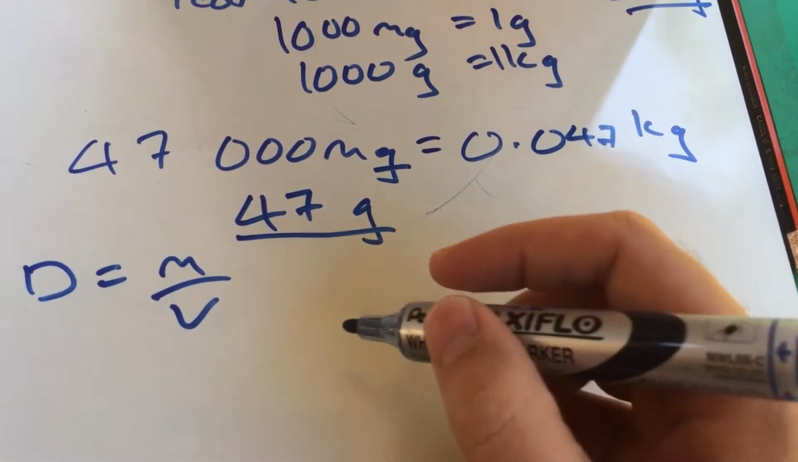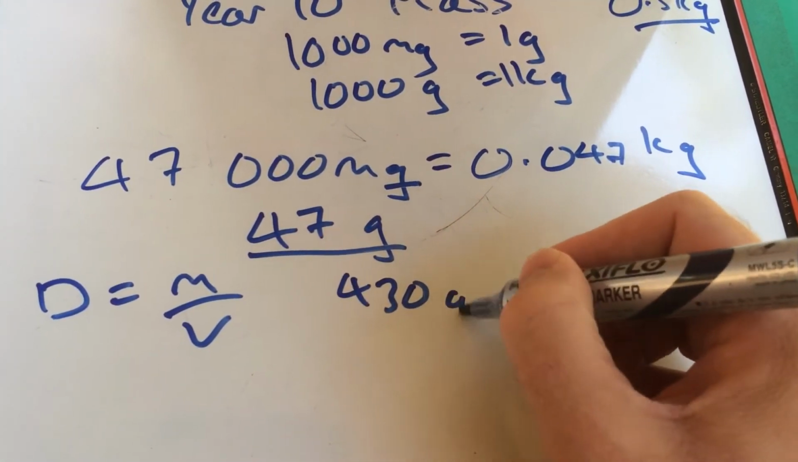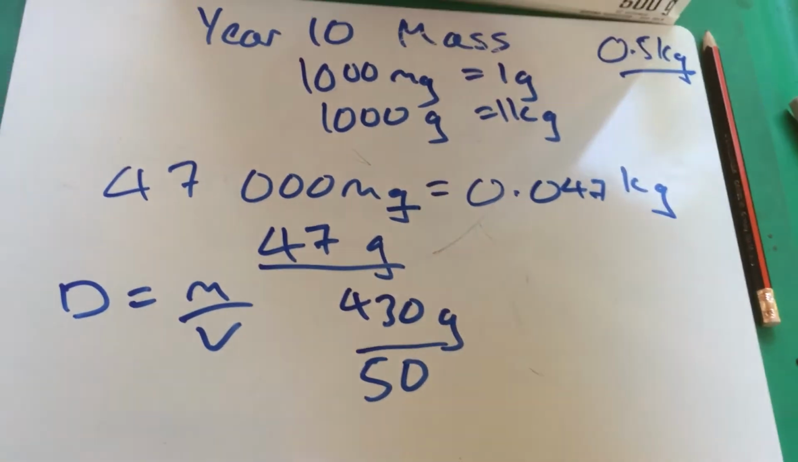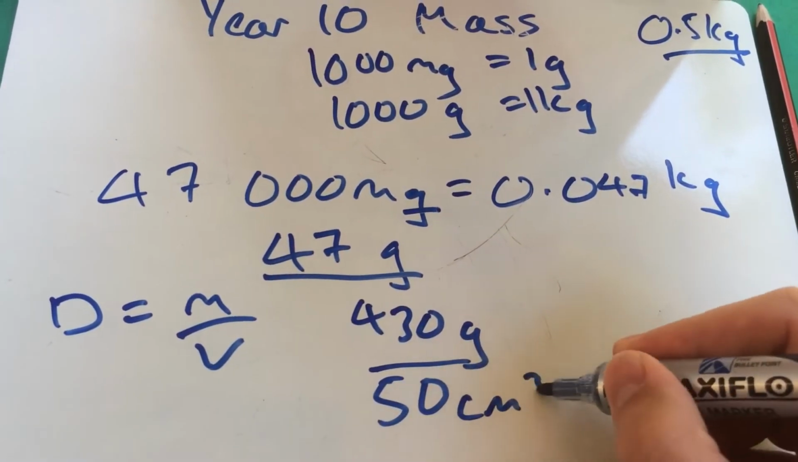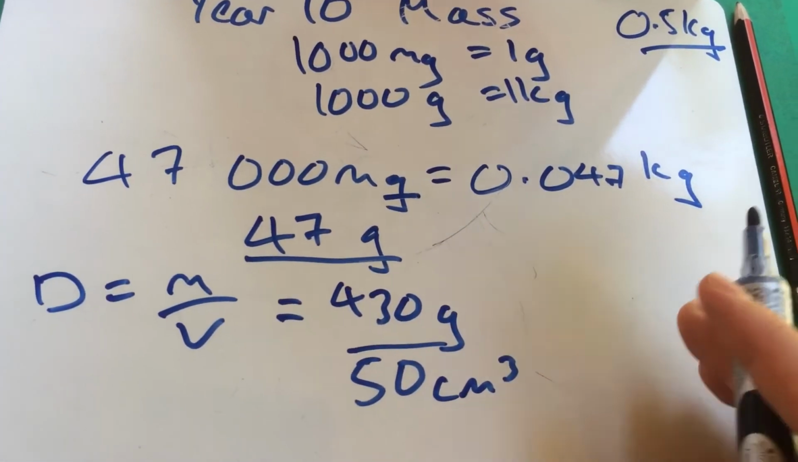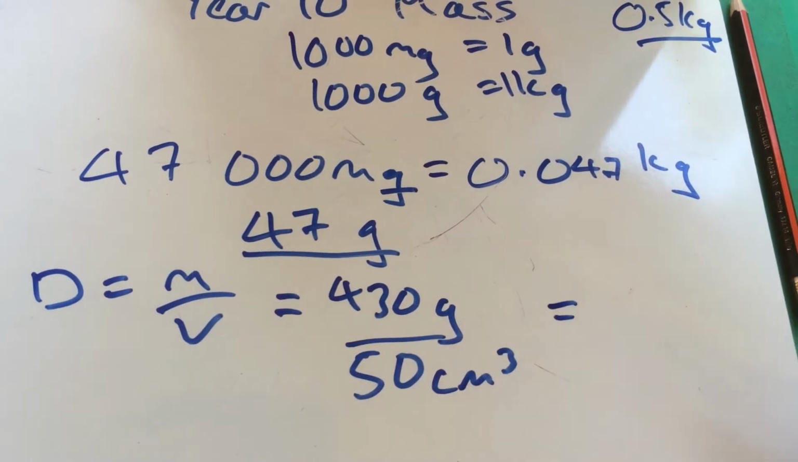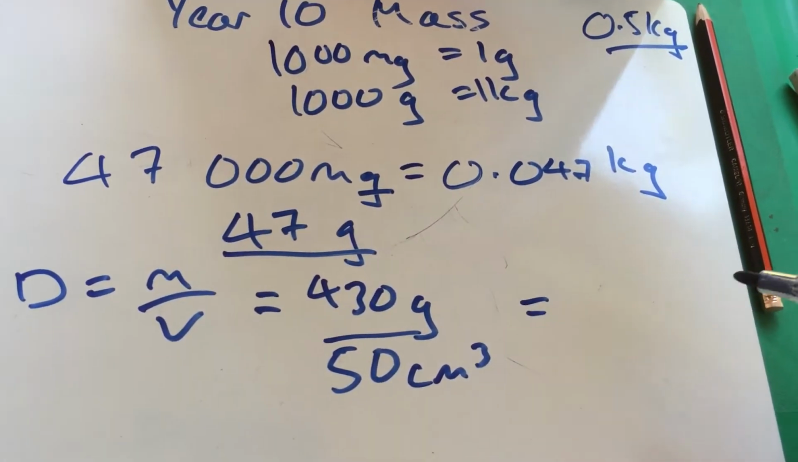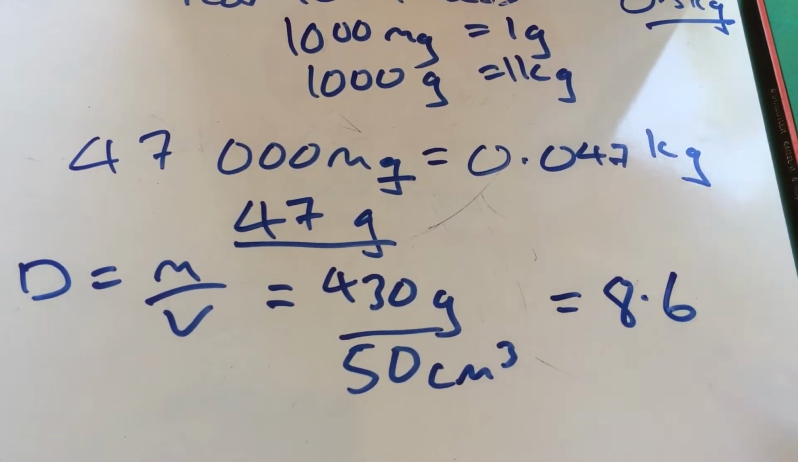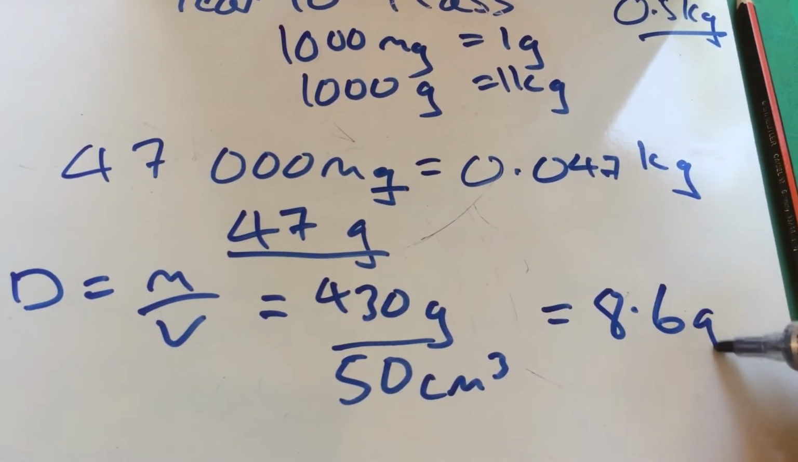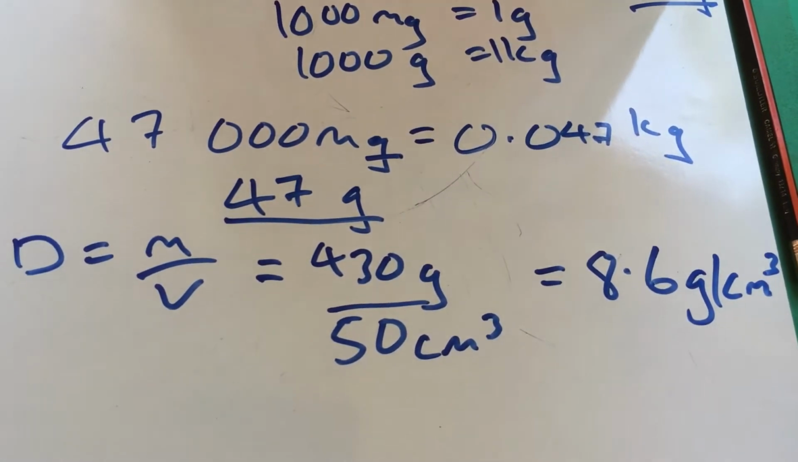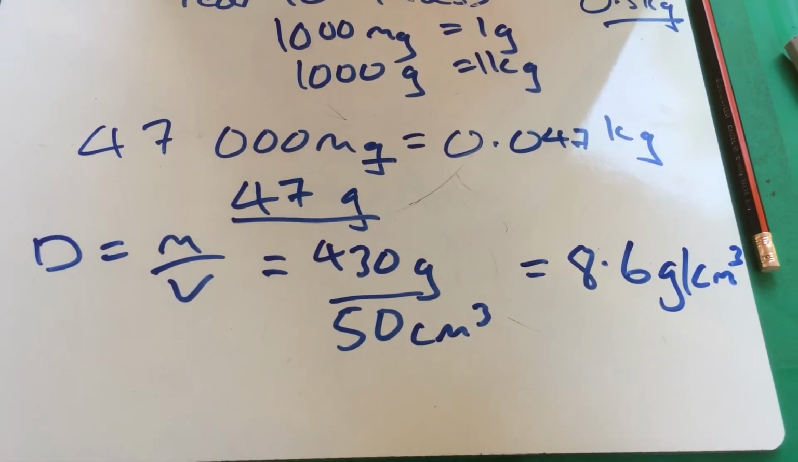Say our mass is 430 grams and the volume is 50 cubic centimeters. What's its density? We just do a straightforward division there. 430 divided by 50 cubic centimeters, which would be 8.6 grams per cubic centimeter. So just watch the units there. It has to be mass per unit of volume.